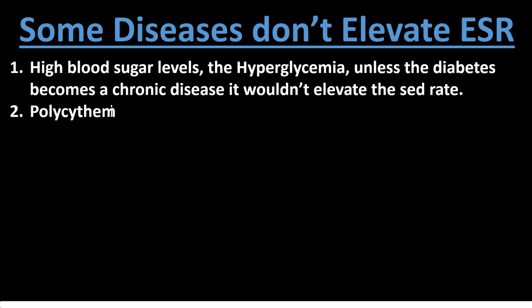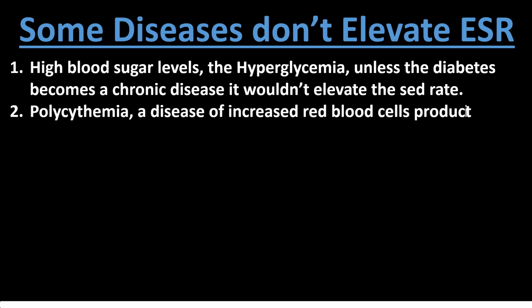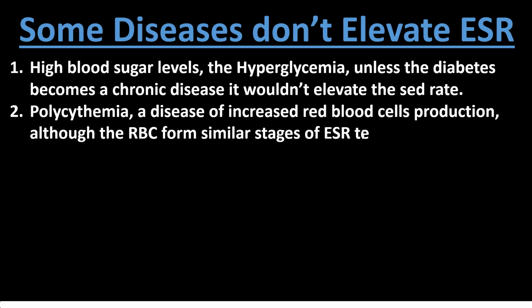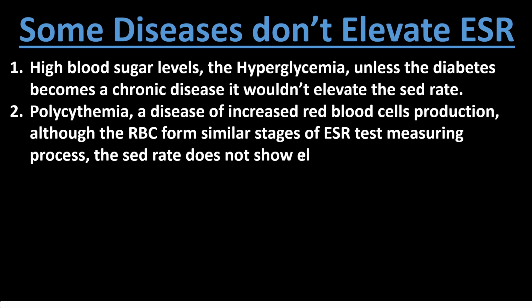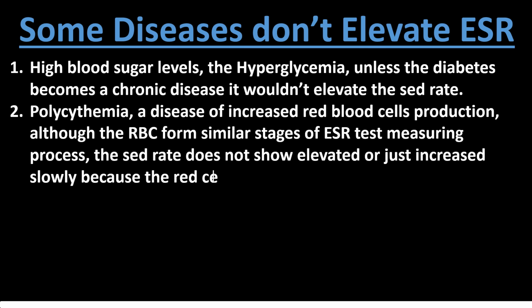2. Polycythemia, a disease of increased red blood cell production. Although the RBCs go through similar stages in the ESR test measuring process, the SED rate does not show elevation, or increases only slowly, because the red cells under study by the ESR test are defective.